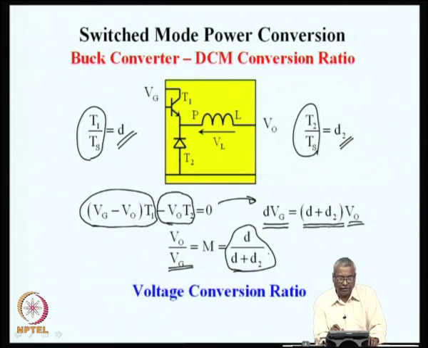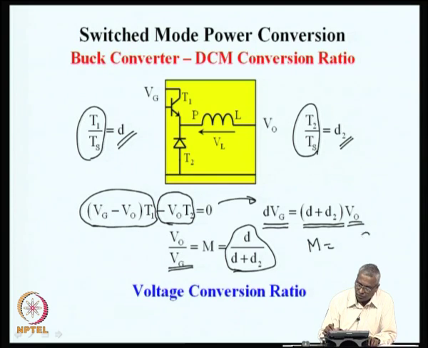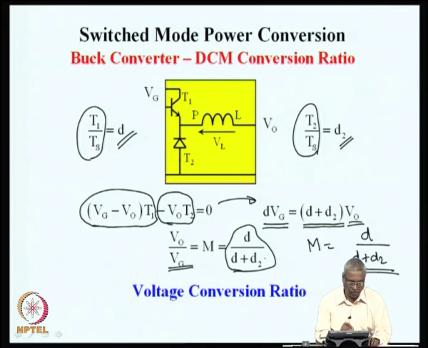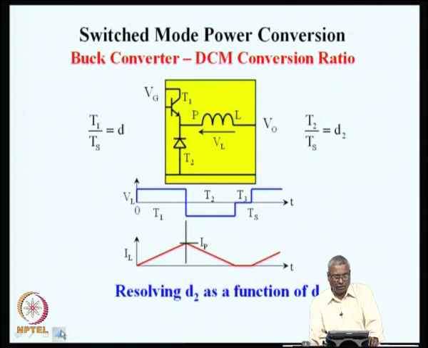Now, in continuous conduction mode, you will find D2 will be the entire 1 minus D and the denominator will become 1 and conversion ratio is just D. In the discontinuous conduction mode, there is a duration in every cycle when the inductor is left open. On account of that, the conversion ratio M is now D divided by D plus D2, what we see here.